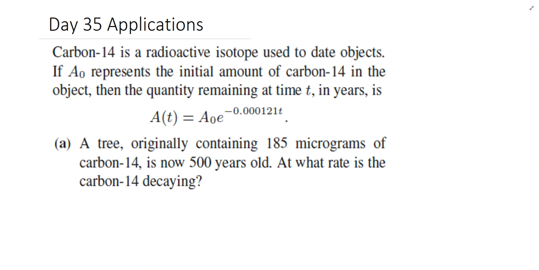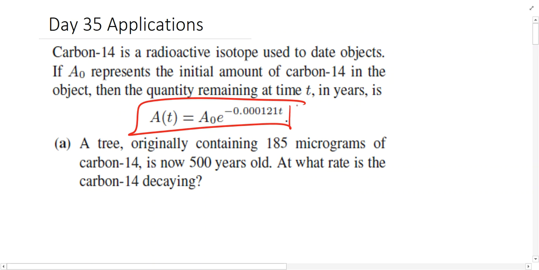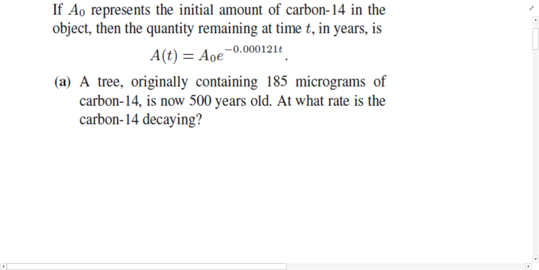Carbon-14 is a radioactive isotope, and it's used to date objects. A sub 0 represents the initial amount of carbon-14 in an object, and the quantity of carbon-14 that remains after t years is given to us in this equation. Part A: a tree originally containing 185 micrograms of carbon-14 is now 500 years old. At what rate is the carbon-14 decaying?